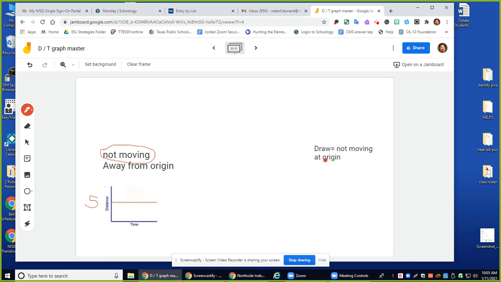So how will we draw not moving at the origin? If I draw a line that looks like this, that's not moving at the origin. Okay? So go ahead and draw that one. Not moving at the origin versus not moving away from the origin. Both of them are not moving. It's just that one of them is close to the origin.